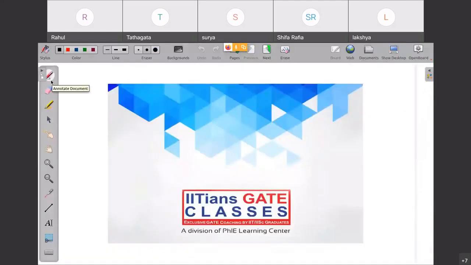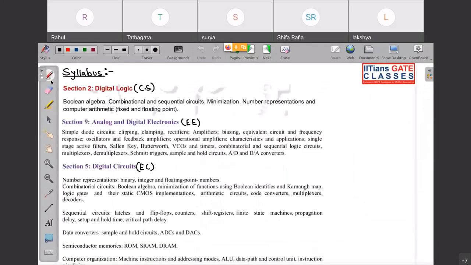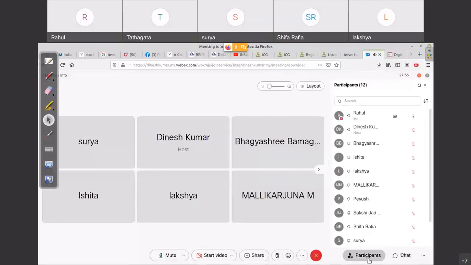So then let us start today's session. So digital electronics, as we know, it is common to computer science, electrical, EC, and even instrumentation. So I would like to know how many of you are from computer science over here, electrical, EC, double E, and instrumentation. Anyone from instrumentation? So I know one guy. He told Tathagata he wants to appear for computer science. So what about others? Anyone?